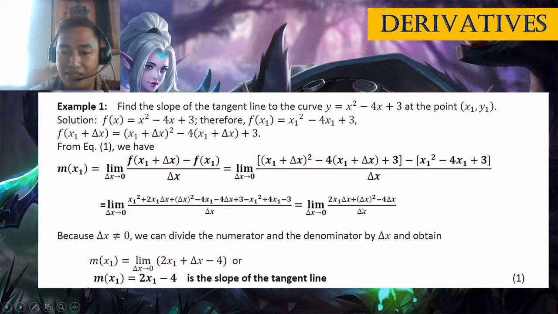I-cancel nato ang mga delta x tanan. So, mo-result siya ug 2x plus 1. Kani, wala na ang delta x dire. Then, dire delta x squared over delta x, delta x na lang isa. Then, dire, minus 4 delta x. So, cancel ang delta x, minus 4 na lang.